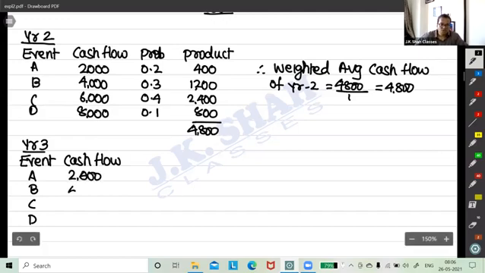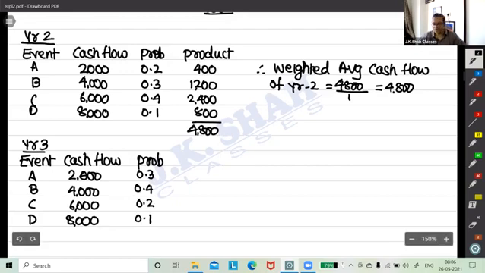Two thousand, 4,000, 6,000, 8,000. 0.3, 0.4, 0.2, 0.1. Six hundred.